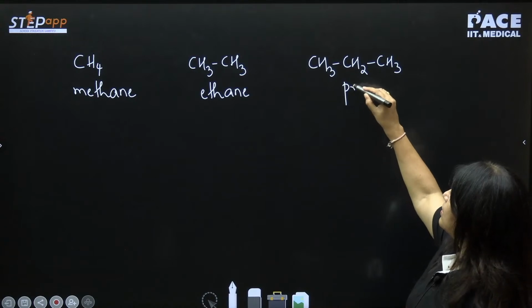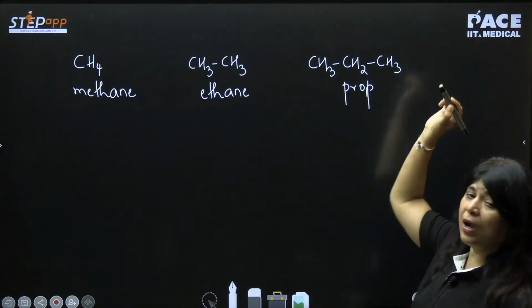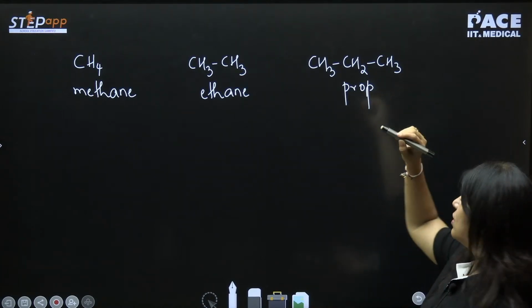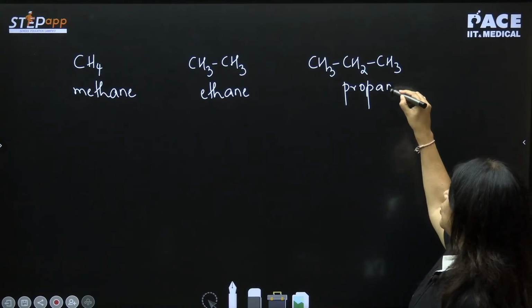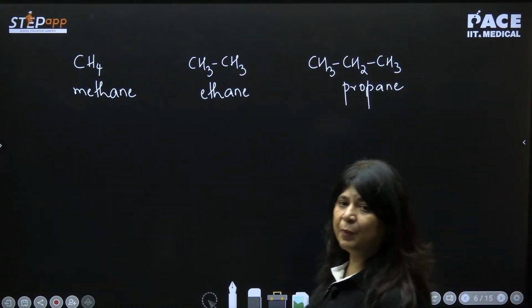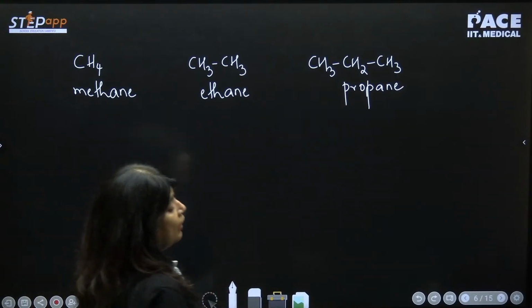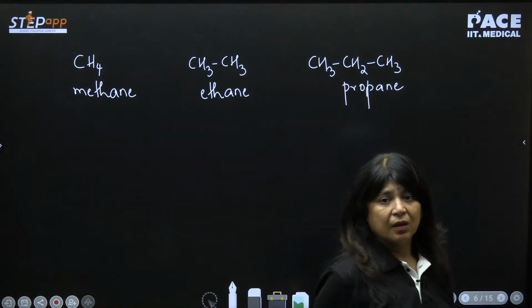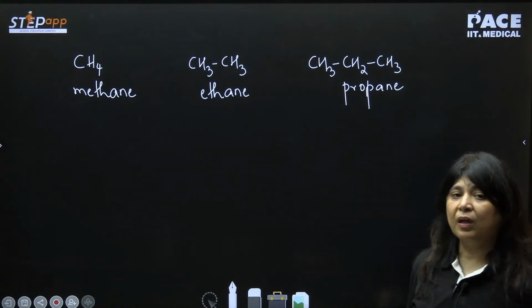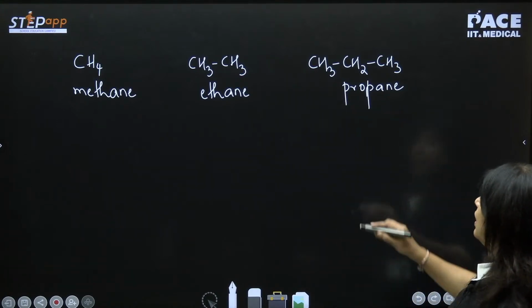So root word is prop. Again, no carbon-carbon double or triple bond. So the primary suffix which we are going to use here gives propane. Yes, it's propane. Now from 3 carbon atoms onwards, the organic compound can also be represented in a bond line notation.